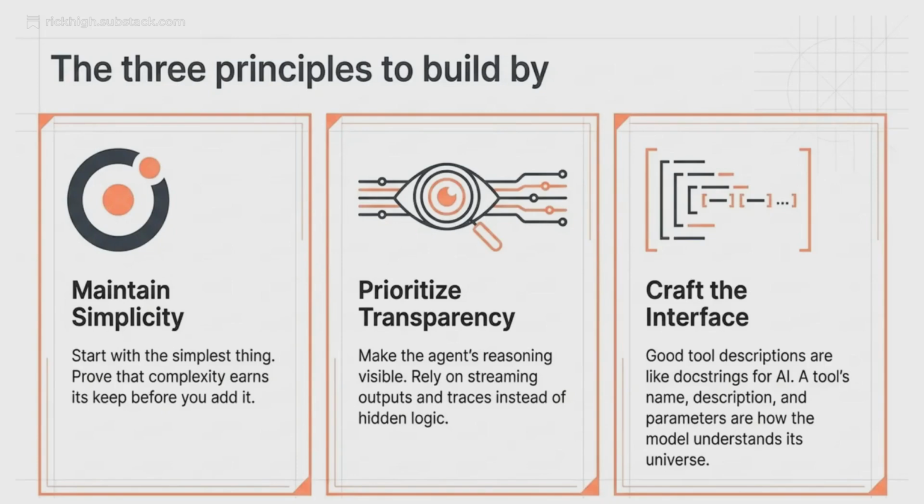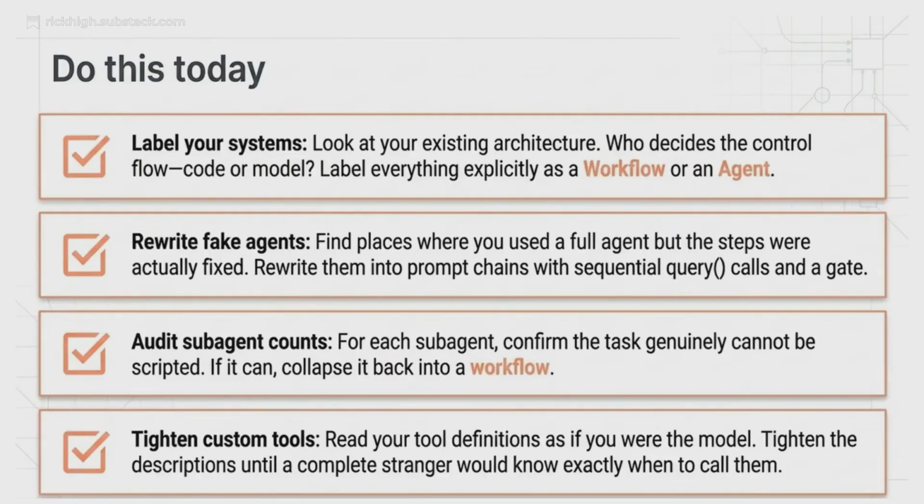Do this today. Take an agent you have built and ask the one diagnostic question of each piece. Who decides the control flow here? My code or the model? Label every piece a workflow or an agent. Find one place where you used a full agent and the steps were actually fixed and nameable. Rewrite it as a prompt chain of sequential query calls with a gate.